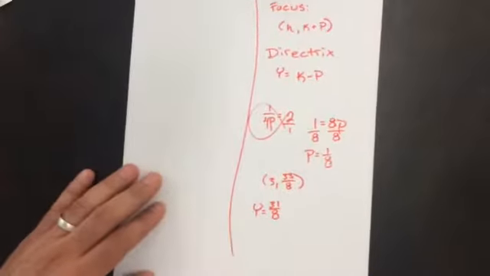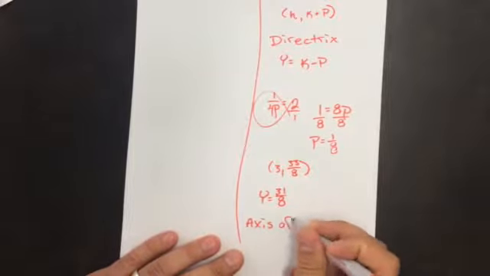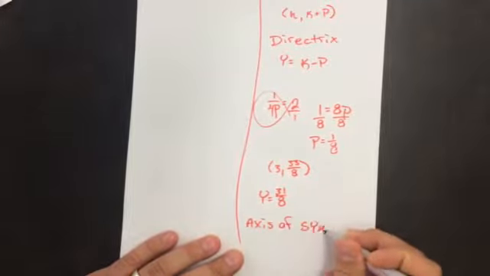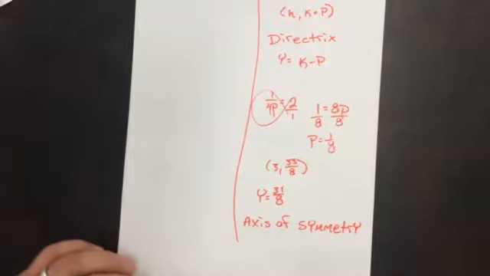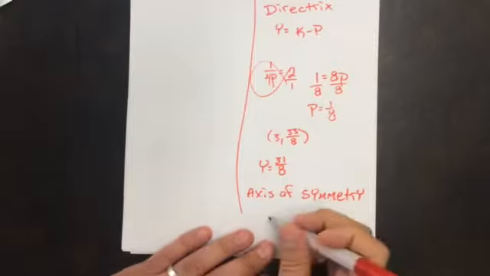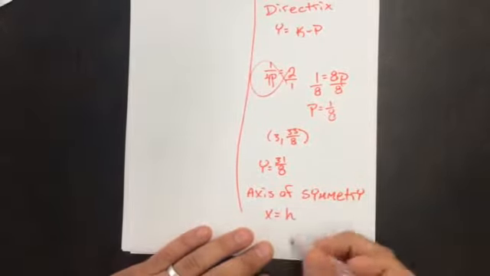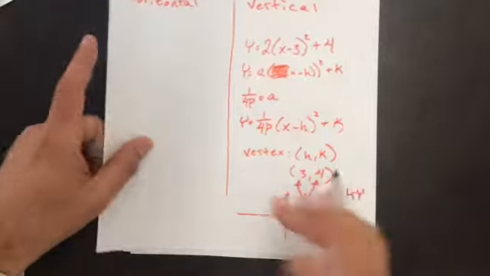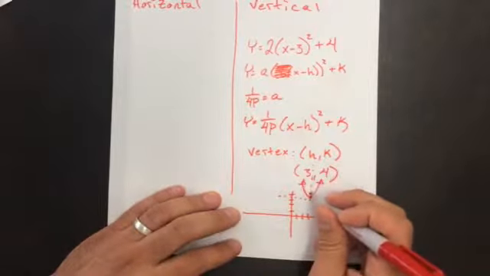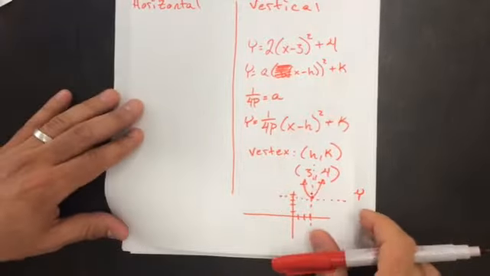Okay. And the last thing that I'm going to ask you for is the axis of symmetry. Axis of symmetry we did before, so it should be fairly simple. It's just x equals the h value. So on this one it's x equals 3. The axis of symmetry is where I can cut it in half and fold it on top of itself. So that line right there. And that's it. And we're done.